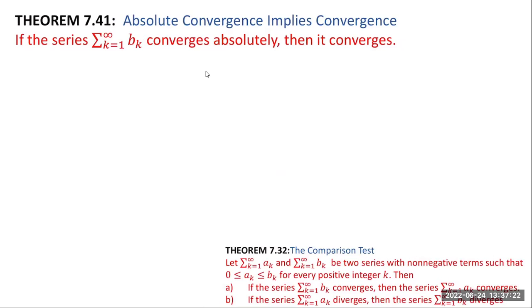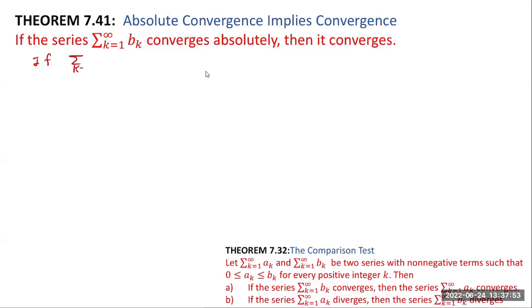Next, I'm going to go over this theorem: absolute convergence implies convergence. Here is the statement of the theorem. If the series sigma k goes from 1 to infinity of bk converges absolutely, then it converges. Let's quickly prove this theorem. We will show that if this series converges absolutely, then it converges.